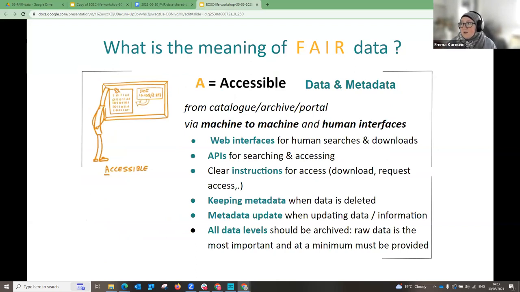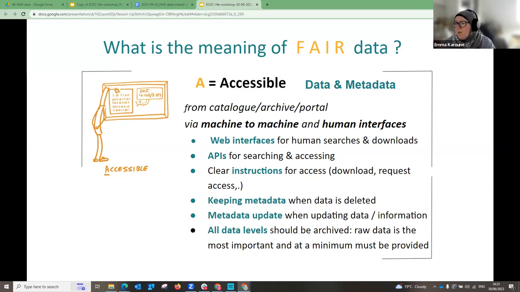So the next one is about accessible. So how do we make it accessible? So again, really, it's through using repositories, having this permanent place, but it's about those repositories being able to access them. So then by a normal sort of search engine on a web browser. So if you typed in the name of your data set, it should be able to come up quite easily on a web search.